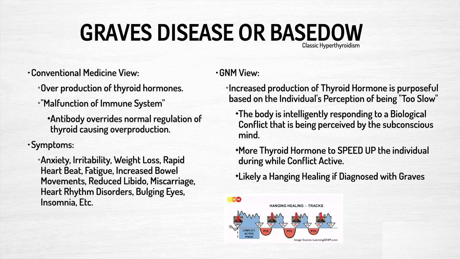And from the GNM point of view, remember, it's increased thyroid hormone production. It's purposeful, and it's based on the individual's perception of being too slow. So if this person has not resolved this conflict, unlike in the previous example with hypothyroidism, where the person has resolved the conflict to some extent but keeps relapsing into it. Now with Graves' disease, this person is still conflict active, because all of these symptoms are conflict active symptoms, sympathetic atonia symptoms of anxiety. This is that fight or flight phase: irritable, weight loss, rapid heartbeat.